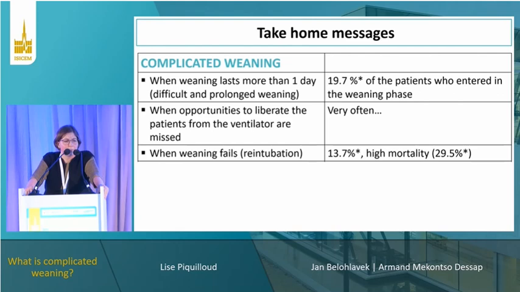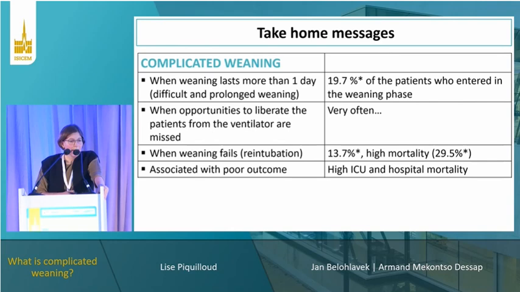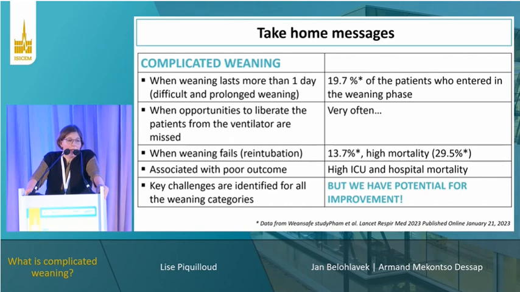Weaning is complicated when weaning fails. It's important because it's quite a lot of patients, and this is associated with high mortality, and it's important to try to prevent extubation failure using, for example, NIV or high flow. And complicated weaning is associated with poor outcome, but we know what are the challenges depending on the group of the patients regarding the weaning phase. And we have a potential for improvement. Thanks for your attention.